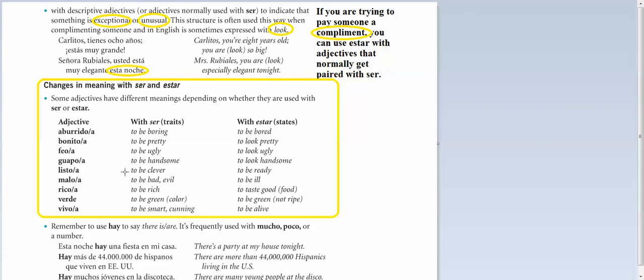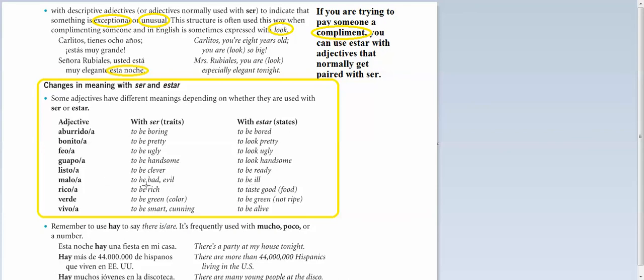Listo means to be smart or clever with ser. Eres muy listo, you're very smart. And with estar, it means to be ready. Like, ¿están listos para tomar el examen? Are you guys ready to take your test? Or ¿están listos para hacer la práctica? Are you ready to do the practice?